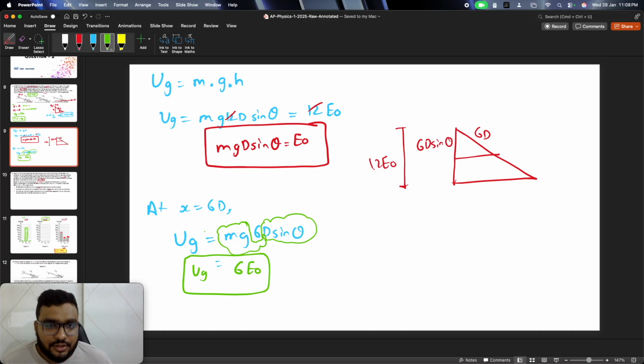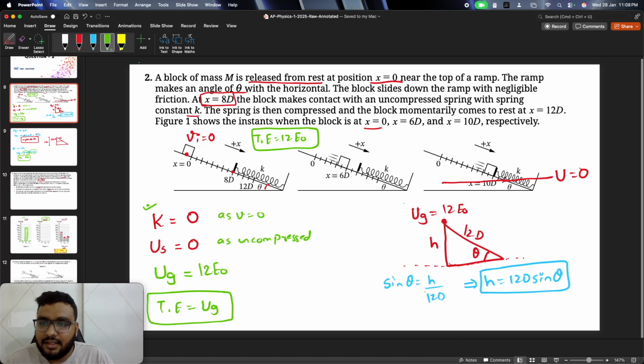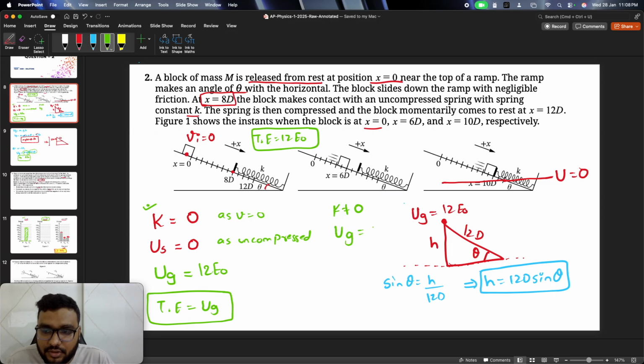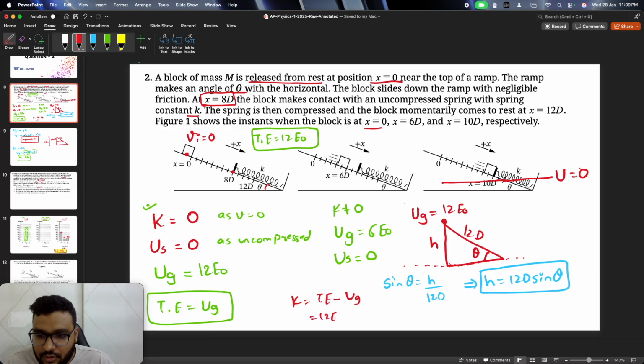Now let's go back. Here there is some kinetic energy, so kinetic energy is not zero over here. I now know the potential energy is 6 E naught, and I know the total energy. One more thing we know is the spring potential energy. As the spring is not compressed, it is again going to be 0. Total energy is 12 E naught. If Ug takes 6 E naught, 6 E naught is left. So kinetic energy will be total energy minus Ug, so 12 E naught minus 6 E naught, which is also 6 E naught.